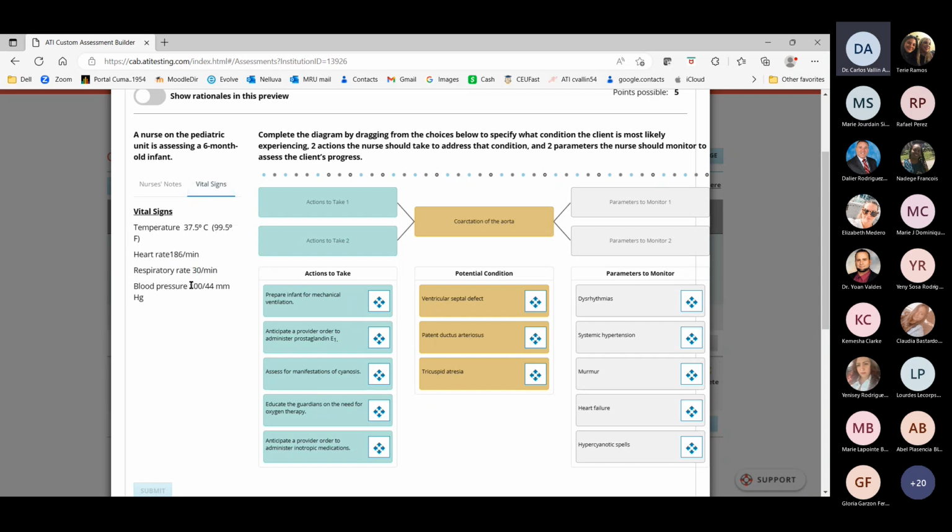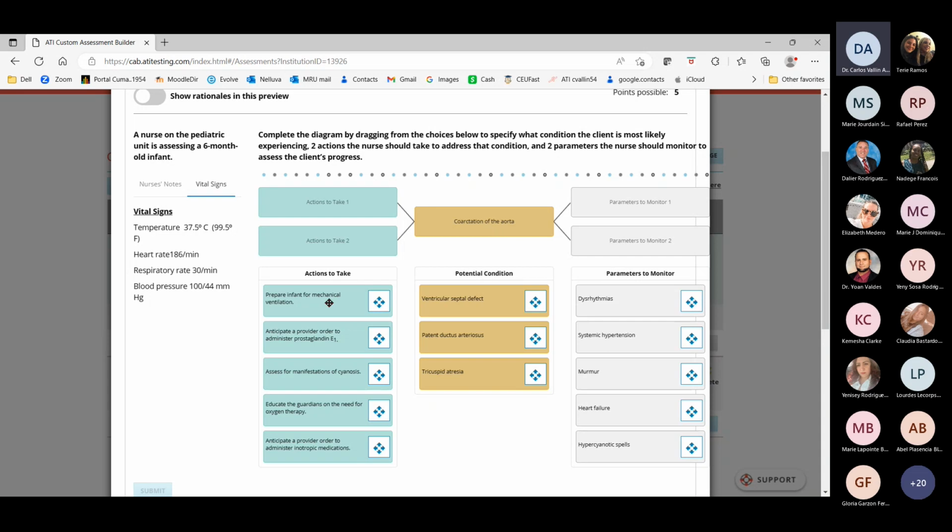Respiration is okay, blood pressure is acceptable, a little high. Okay, so it is without a doubt a coarctation of the aorta. It's not a ventricular septal defect, it's not a patent ductus arteriosus, it's not tricuspid atresia. Those produce murmurs and this is not described. The coarctation of the aorta doesn't produce a murmur.